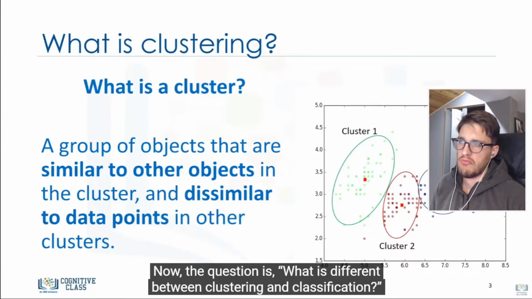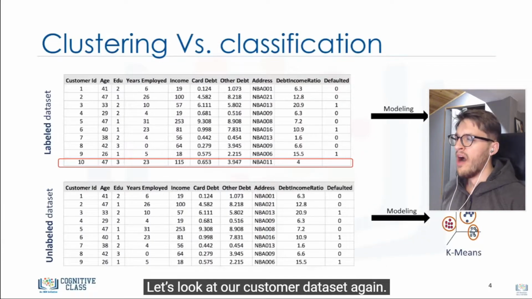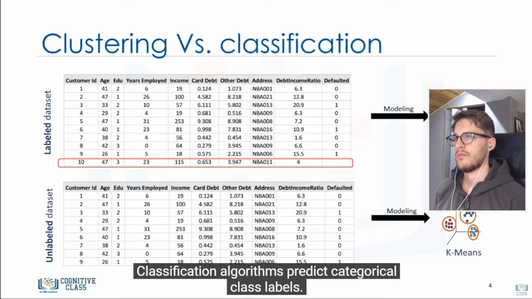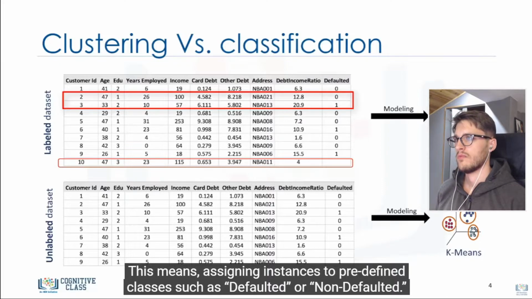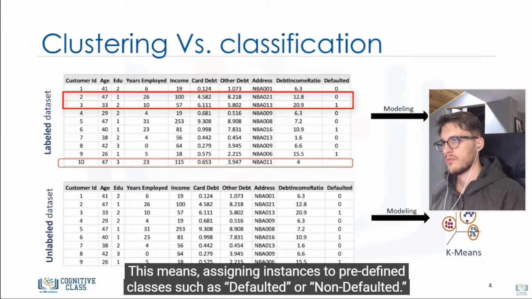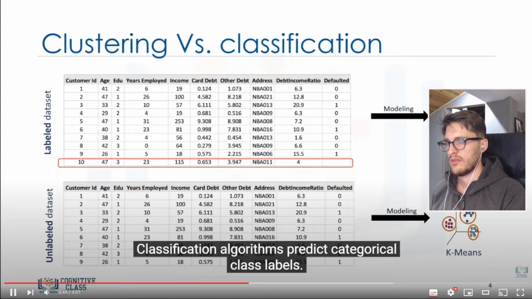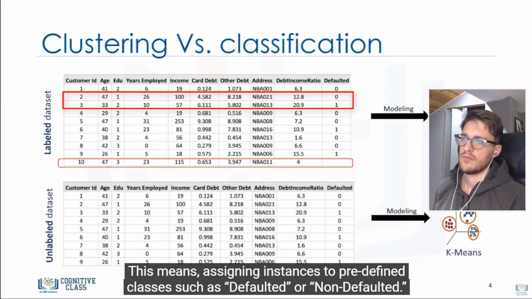Now, the question is, what is different between clustering and classification? Let's look at our customer data set again. Classification algorithms predict categorical class labels. This means assigning instances to predefined classes such as defaulted. Classification algorithms predict predefined classes such as defaulted or non-defaulted.